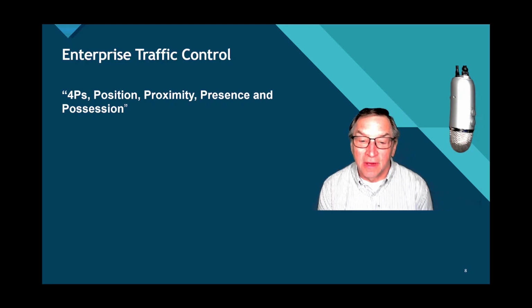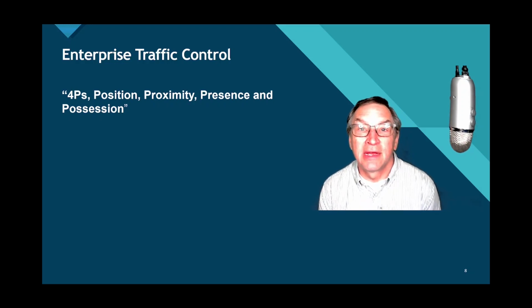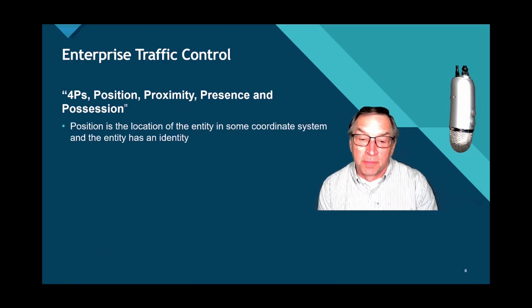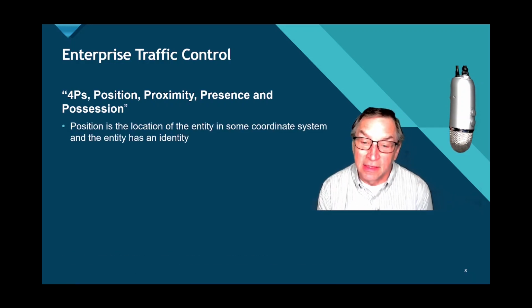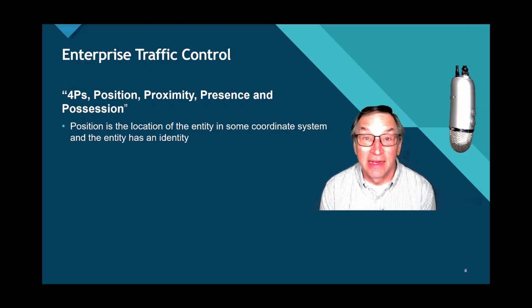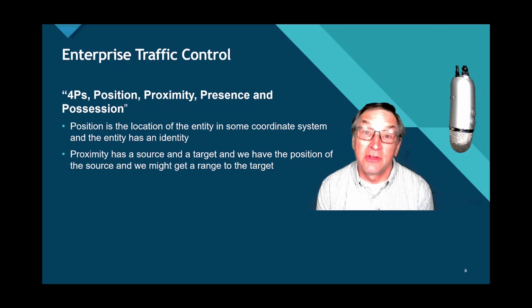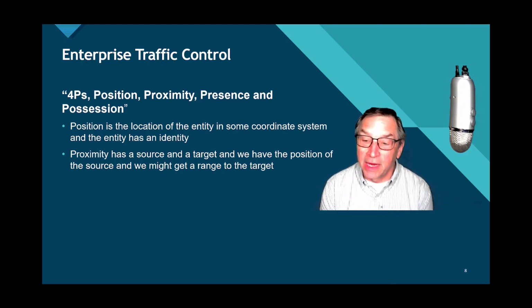And this helps us come back to describe in more detail the digital twin. And we'll start out with the definitions. Pardon if these are a little bit dry, but we need to be precise because we're going to build these in software eventually. Position is the location of an entity or thing in some coordinate system, and that thing has an identity. So we know which thing we have the position for. And then proximity has a source and a target. We have the position for the source, and we may get a range to the target. We don't necessarily need a range, but in some instances we will need a range.